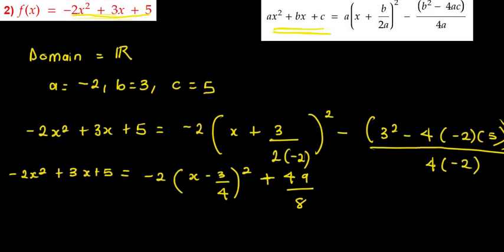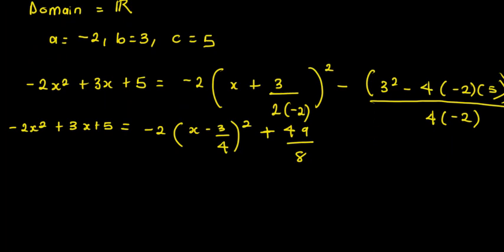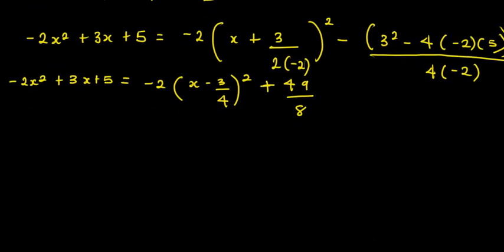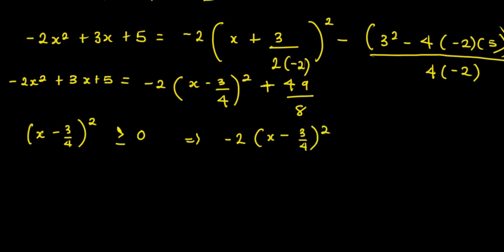So we're going to do a little bit of inequality. The square of any real number is going to be greater than or equal to 0. So basically I'm going to have that (x minus 3/4) all squared is greater than or equal to 0. If I multiply both sides of this inequality by minus 2, the sign is going to change. So this implies that minus 2 times (x minus 3/4) squared is less than or equal to 0. Now minus 2 times 0 is 0, so that's why we have 0 here.